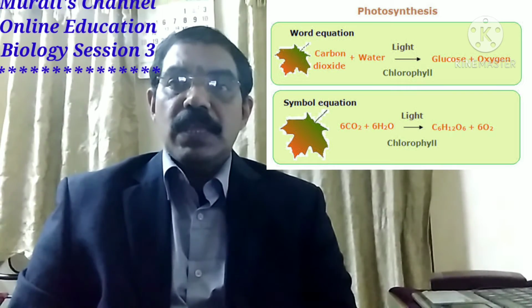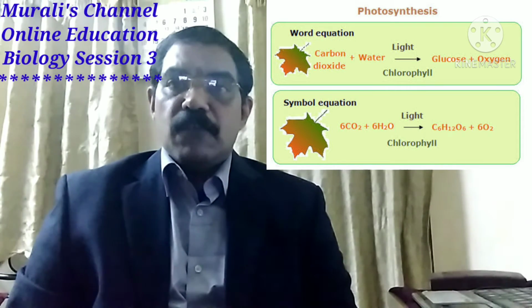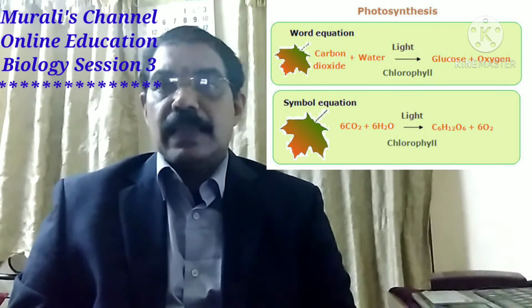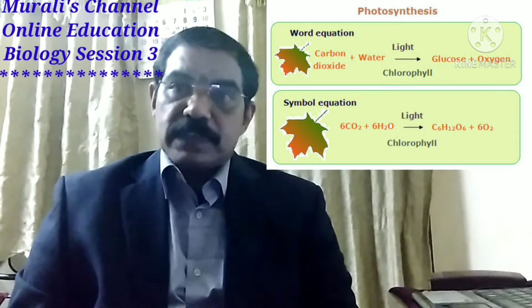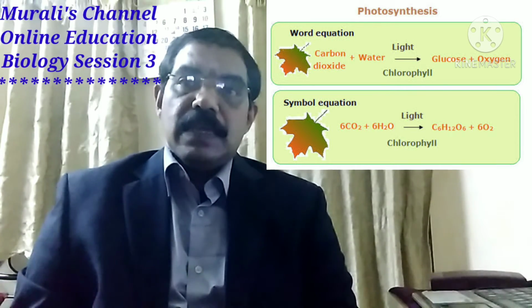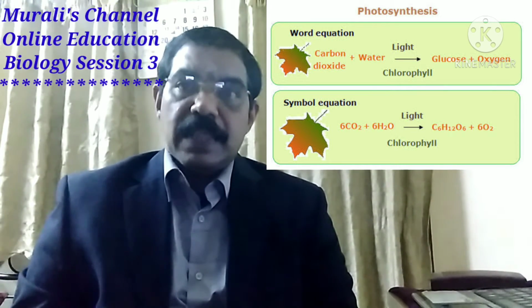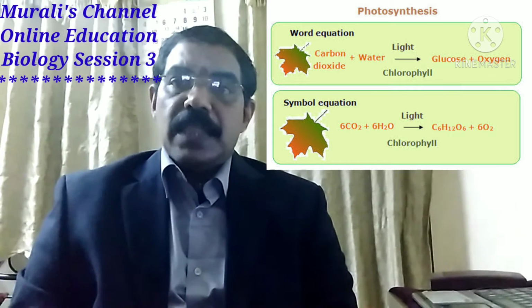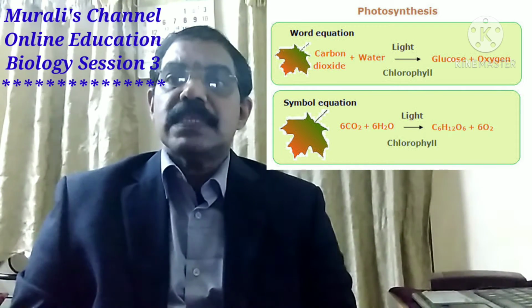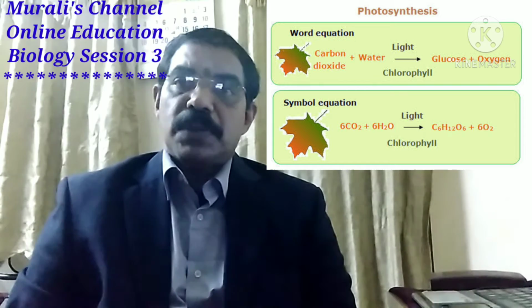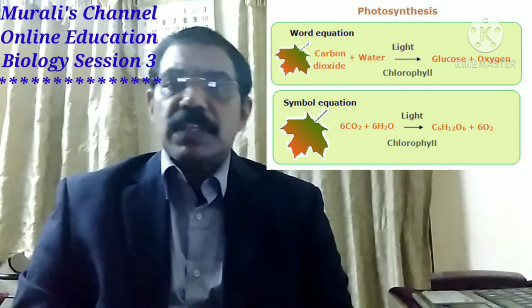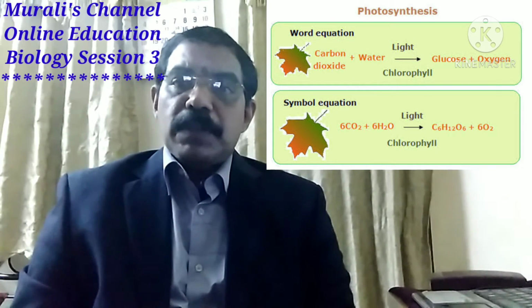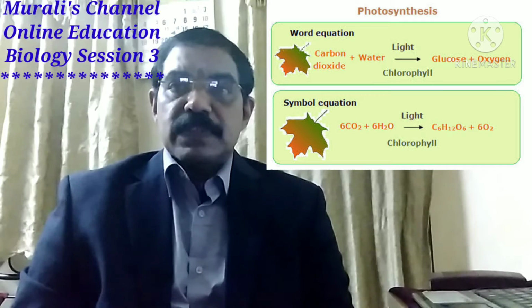That should be remembered properly. Photo is light, and synthesis is building up. With the help of sunlight, the light energy gets converted into chemical energy, and the final product is carbohydrates. It's converted into carbohydrates. So simple, it's very simple. That particular process is photosynthesis.